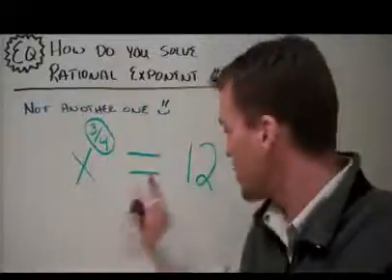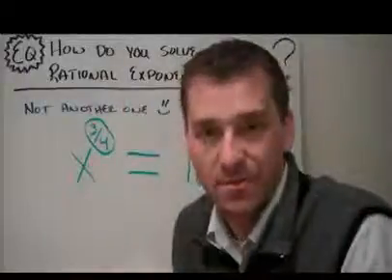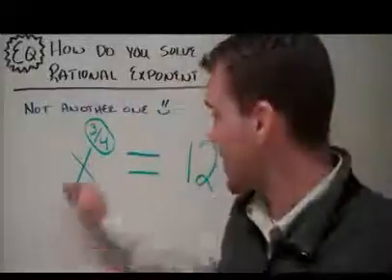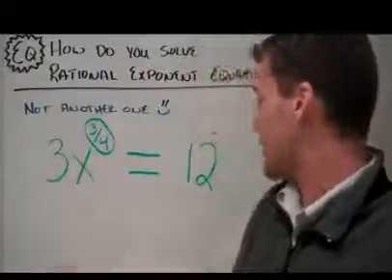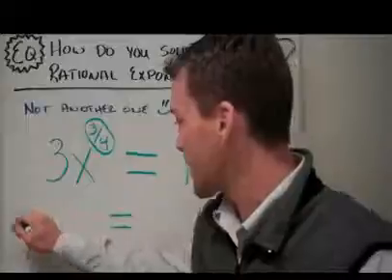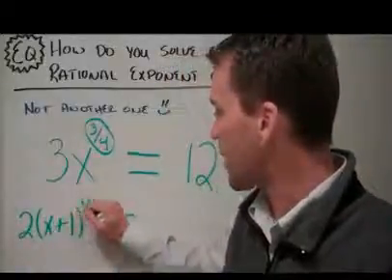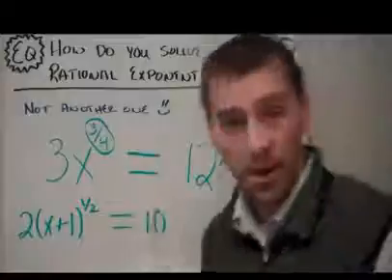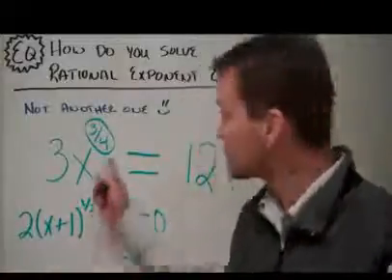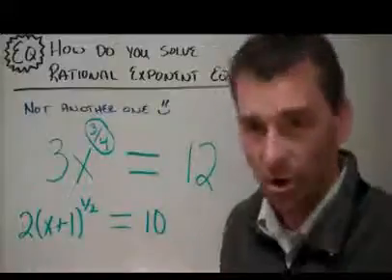So as soon as you have an equation where there's a rational exponent, this is what we're going to talk about in this video. And you can have other things. You can have maybe a 3 here. There you go. That's another example. You can have an equation that looks like this. Something where there's a 2 and then x plus 1 raised to the 1/2 power equals 10. Bingo. Rational exponent equation. So let's talk about how in the world we solve these things.